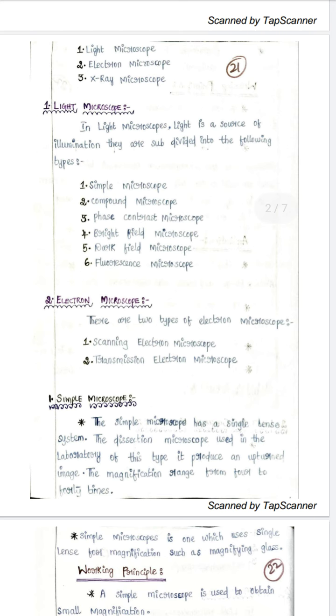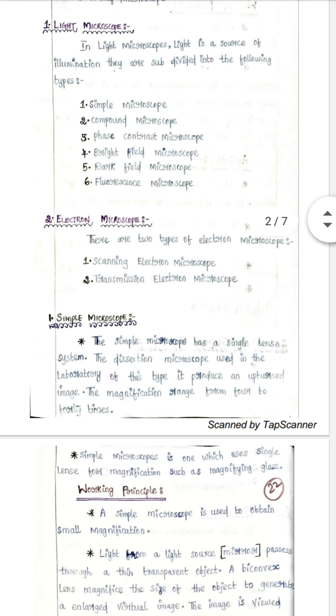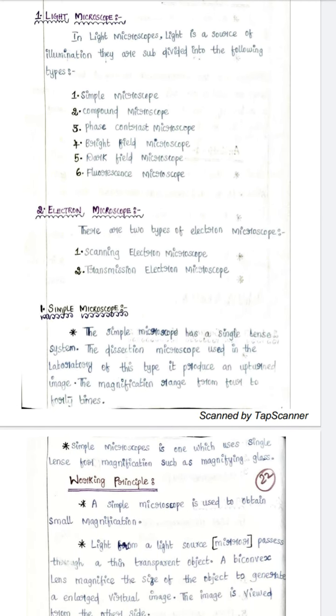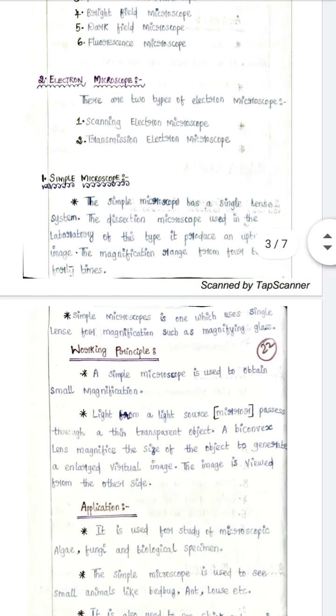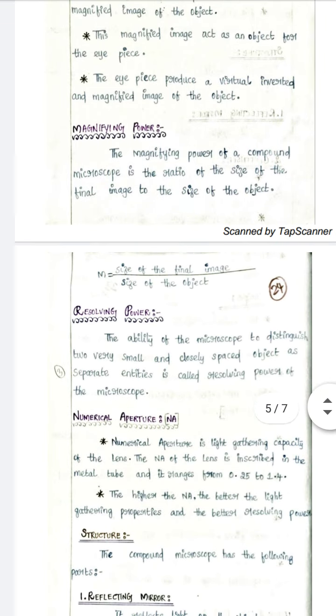You will get any one of the microscopes in your exam, so you have to be thorough. I think you will get one 5-mark and one 10-mark question related to the microscope. The fluorescent microscope, light microscope, and phase contrast microscope are very important, but you have to be thorough with all the types of microscope. Under the electron microscope we have 2 types: the scanning electron microscope and the transmission electron microscope. And we will now discuss the simple microscope and the light microscope.